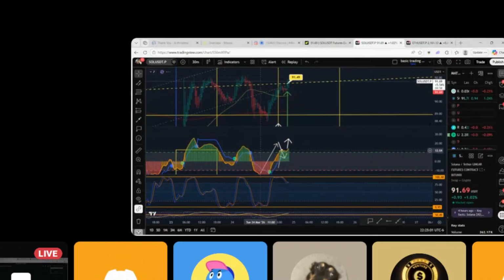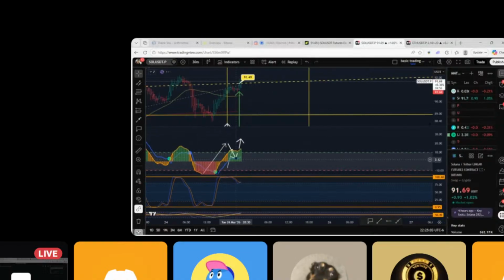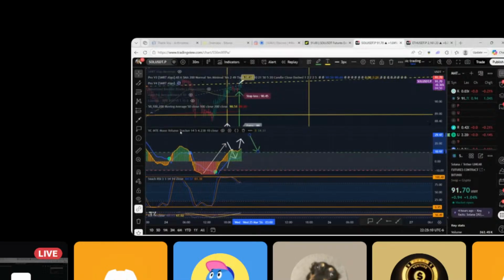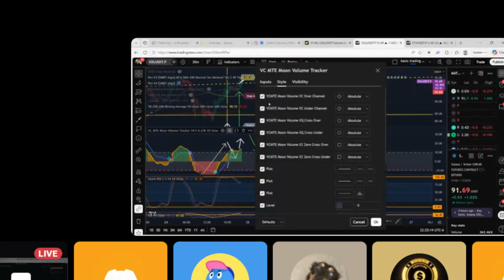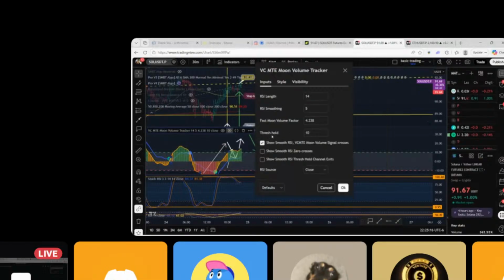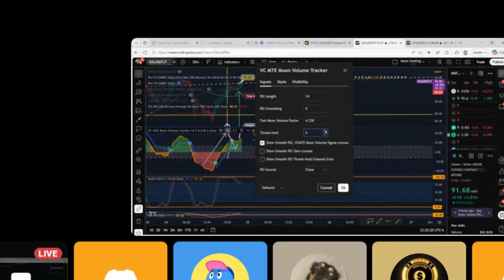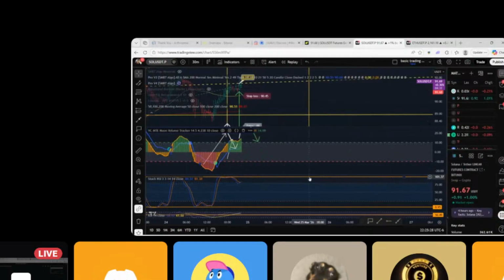A lot of times one of the things that we do, like you see this green line here, that's the threshold, right? When you go to the settings on your moon indicator, you should have this already, there are the inputs, and there's a threshold number. As I move that threshold, you see how that number goes up and down, that little dotted line here. We have it on 10, right?